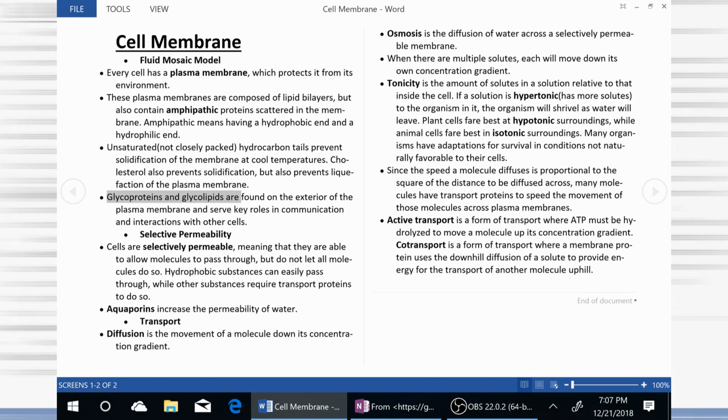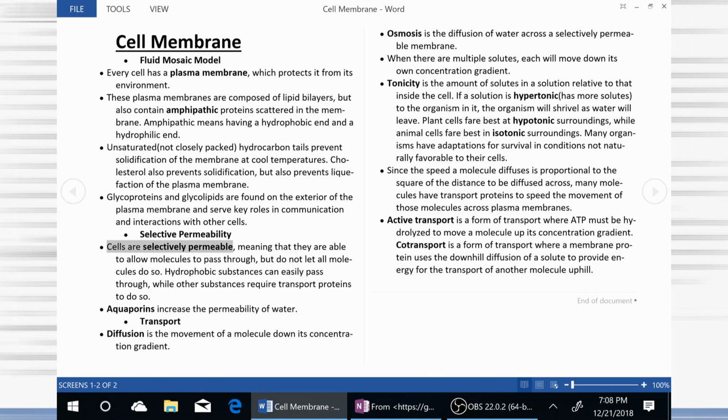So we also have glycolipids and glycoproteins, and these are found on the exterior of the plasma membrane, and they serve key roles in communication and interaction with other cells. For example, there may be a pathogen in the organism, and certain cells communicate with each other using these glycoproteins and glycolipids to indicate that there is such a pathogen, and that can activate other cells which serve to exterminate the pathogen. Now let's talk about our second theme, which is selective permeability.